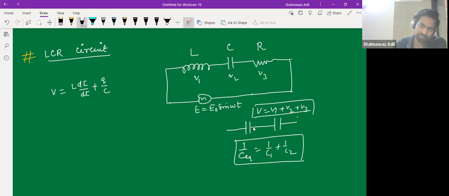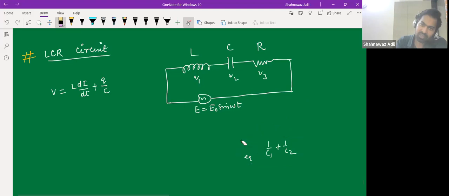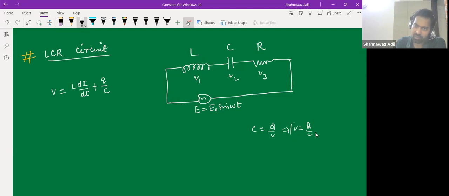Understood? Okay. And the voltage of a capacitor is Q by C, right? Because your C is Q by V, so V would be Q by C. And in the resistive circuit, what is the voltage? What is the voltage, guys?